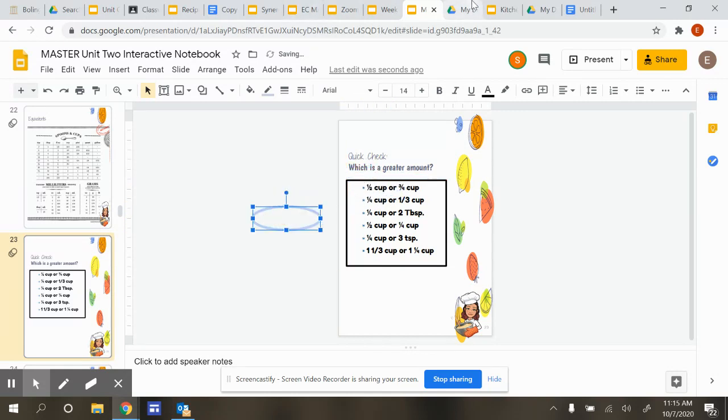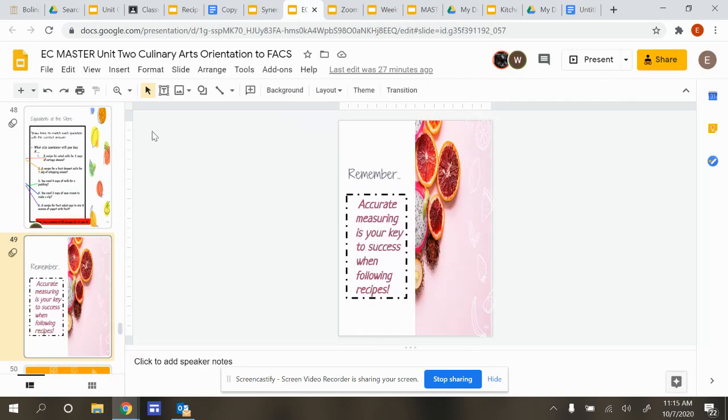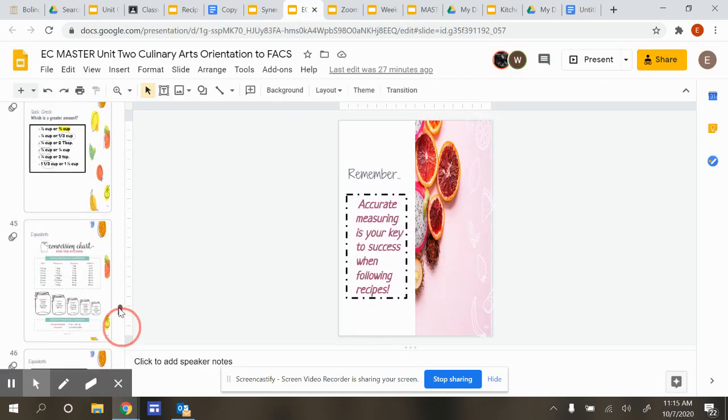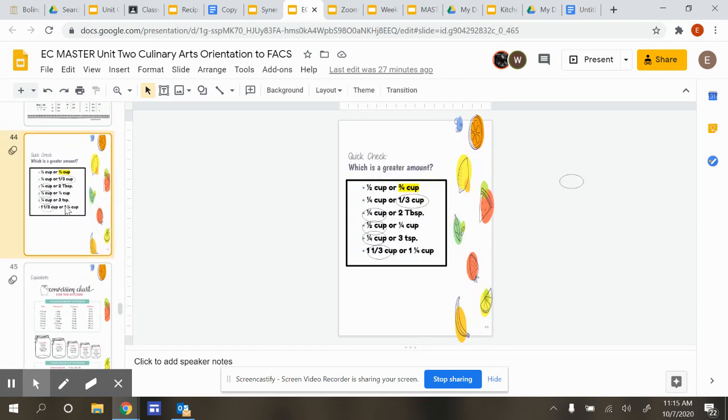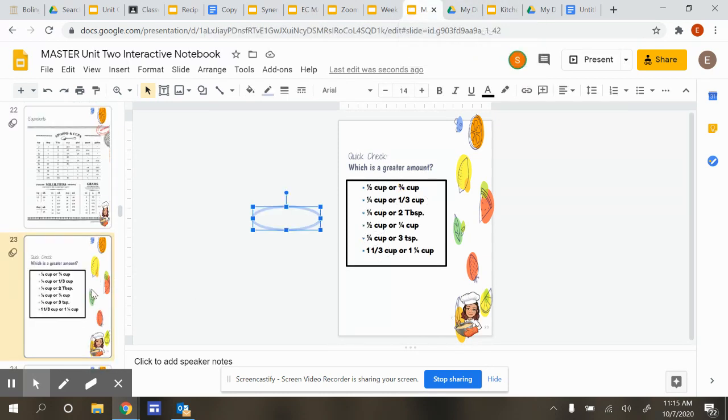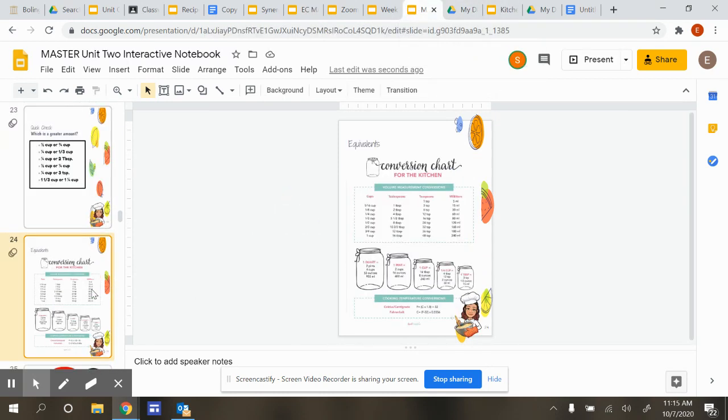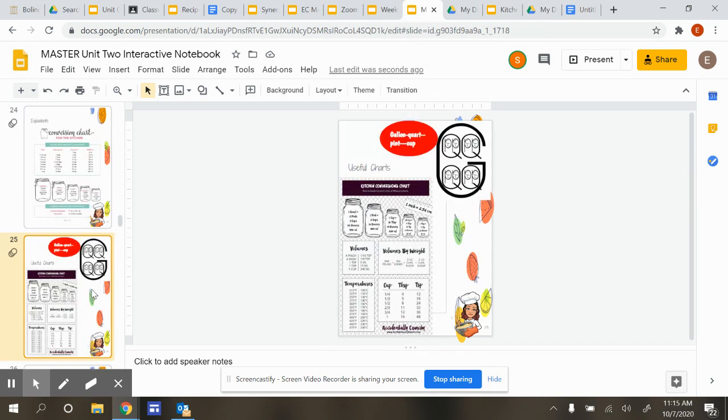If you're looking for the right answers to check your knowledge, you would go to slide 44, and here are the answers. We went over them in class. The next thing that we did in your interactive notebook is we went over the charts on slide 24 and slide 25. There was nothing to write, we just went over them.